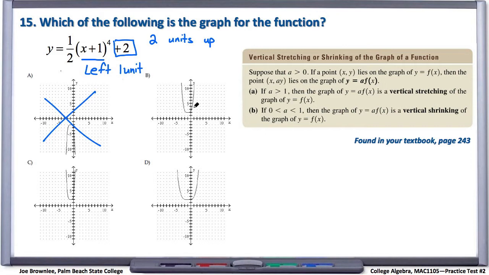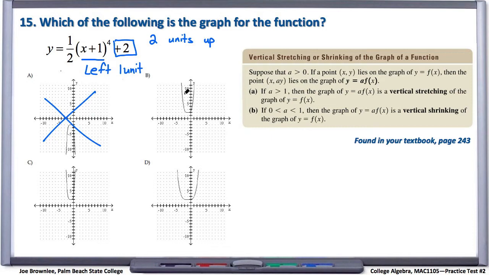All right, so we have graph B, graph C, graph D. Again, it's maybe difficult to tell, well, is this graph getting fatter? Because we know our graph is going to be shrinking, because 1/2 is definitely between 0 and 1. So we would expect our graph to be getting fatter.